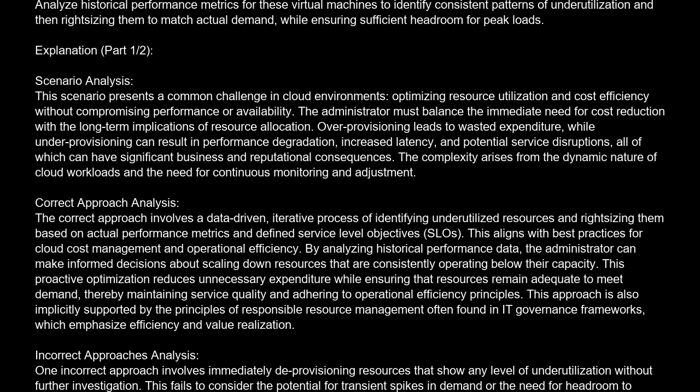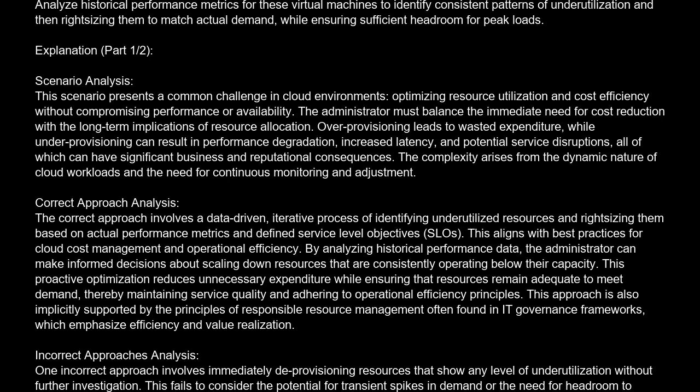Explanation. Scenario analysis. This scenario presents a common challenge in cloud environments: optimizing resource utilization and cost efficiency without compromising performance or availability. The administrator must balance the immediate need for cost reduction with the long-term implications of resource allocation. Over-provisioning leads to wasted expenditure, while under-provisioning can result in performance degradation, increased latency, and potential service disruptions, all of which can have significant business and reputational consequences.